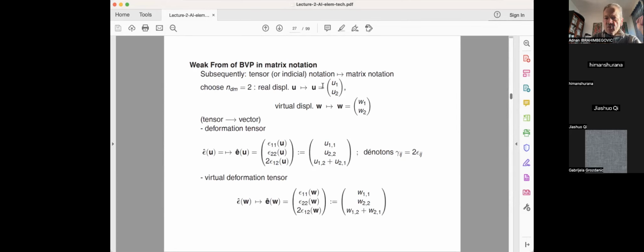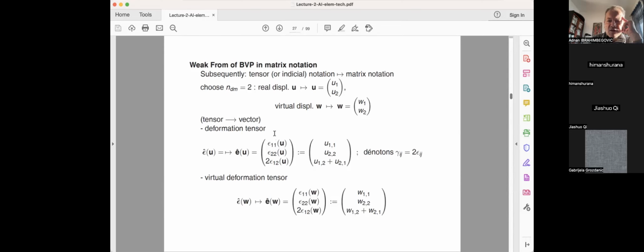I put this vector U into matrix notation, so in 2D, just two components, U1, U2, and the same thing for W with two components, W1 and W2. Now the deformation tensor, in the 2D case, you have epsilon 11, epsilon 22, epsilon 12, epsilon 21. It's a 2 by 2 matrix. I can pack it into a vector with three components only, where I put epsilon 11 into the first component, epsilon 22 into the second, and the last one is 2 times epsilon 12.